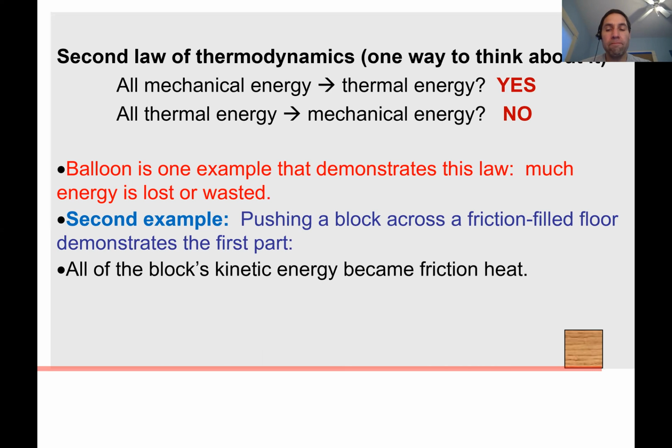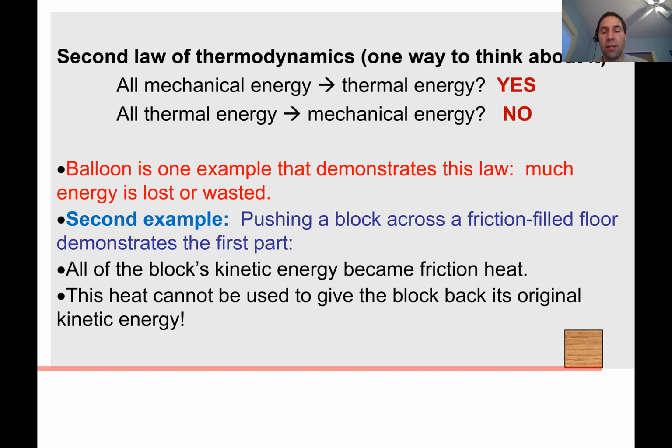But have you ever seen a block just all of a sudden spontaneously start moving along a floor because it gained a bunch of thermal energy from the floor that's surrounding it? You haven't, right? And so that basically demonstrates the second law: you're never going to spontaneously get all thermal energy to be concentrated in an object in such a way that it can be converted to mechanical energy without any losses, okay? So that second part is what we're talking about here. The example is, again, you're not going to get all the heat that's been spread evenly across that floor all concentrated back in the block so the block can move again.